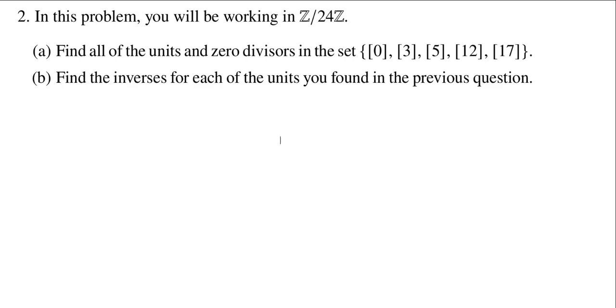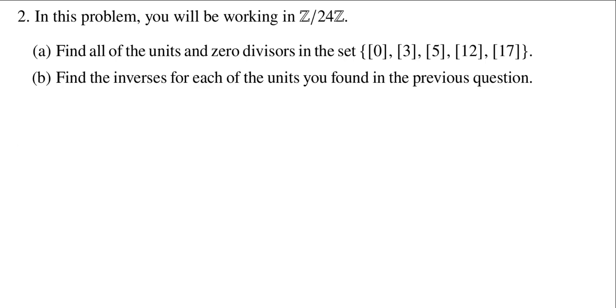State Fullerton. And in this problem, it says you'll be working in Zmod 24Z, so that's where we'll be working. So Zmod 24Z, this is a set of integers modulo 24. And in the first problem, it says find all of the units and zero divisors in this following set. Notice the square brackets telling you you're looking at the equivalence class for 0, 3, 5, 12, and 17. So it's just to make it explicit.